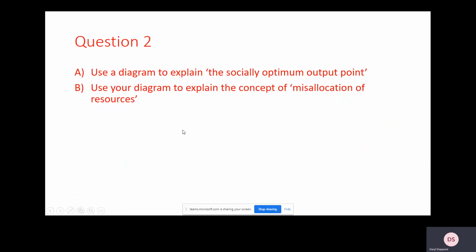Right, what I would now like to do, please, is to take stock of what we've just done. So I would now like to use a diagram to explain what we mean by the socially optimum output point. I also want to use your diagram to explain the concept of misallocation of resources. So think about the green and the red on that diagram. So guys, hit pause now, write down your answers, hit play, and we'll carry on with the rest of the video.